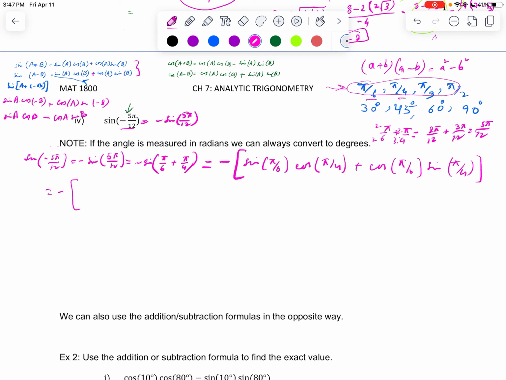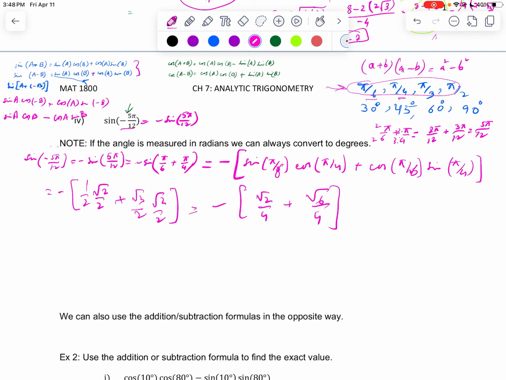Now sine of pi over 6 is 1/2. Cosine of pi over 4 is square root of 2 over 2, plus cosine of pi over 6 is square root of 3 over 2, and the sine of pi over 4 is square root of 2 over 2, which gives me negative of square root of 2 over 4 plus square root of 6 over 4.